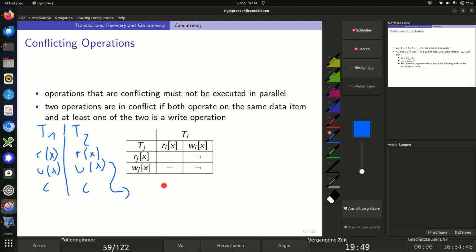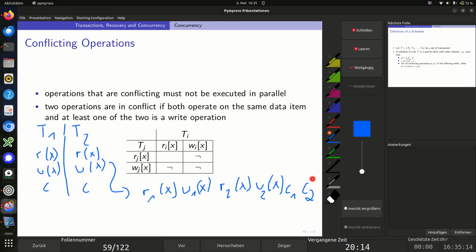So we want to say, okay, we have first read x of 1, then write x of 2. Then we would have, for example, the second transaction writing x, and finally we have the commits. And that's the schedule we have, one exemplary schedule.